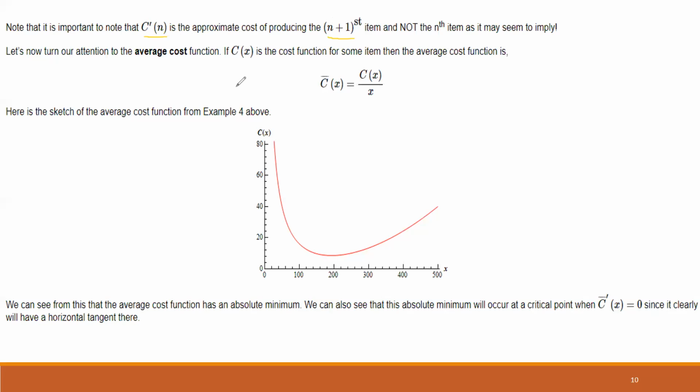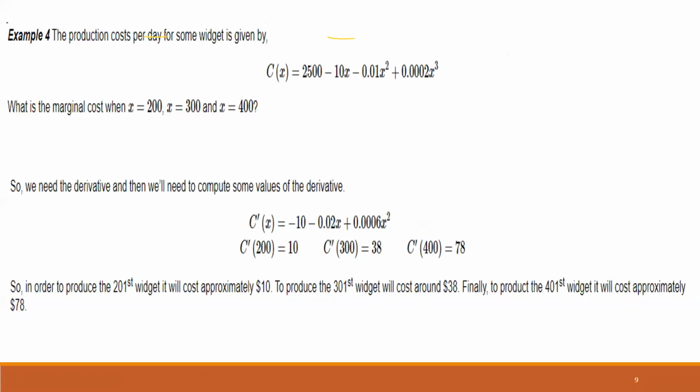Right? So just now, if you go back here, notice the marginal cost at 200 gives us 10, but this is going to give us the cost at 200 plus 1. So it's 201, or the 201st widget. This 300 here is going to give you this 38, the cost of producing the 301st widget. Right? Not 301 widgets, you know, the 301st widget, the next widget.